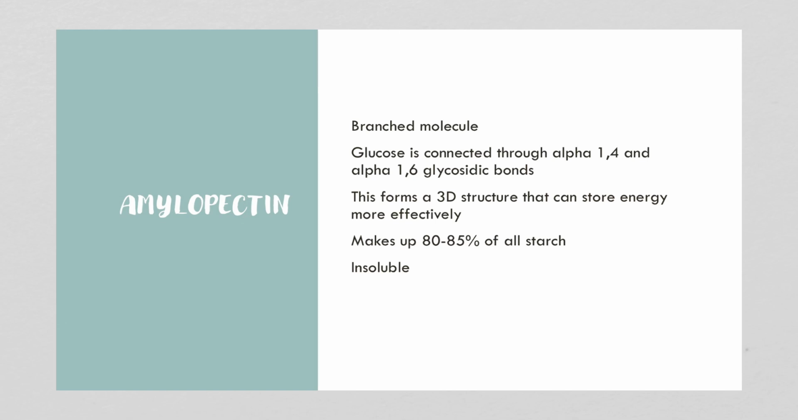Amylopectin is branched, and the glucose gets connected through alpha-1,4 linkages and then alpha-1,6 glycosidic bonds where the branches are forming. And this forms a 3D structure that can store energy much more effectively, and it makes up about 80 to 85% of all the starch molecules. And it, like I said, is insoluble as well.